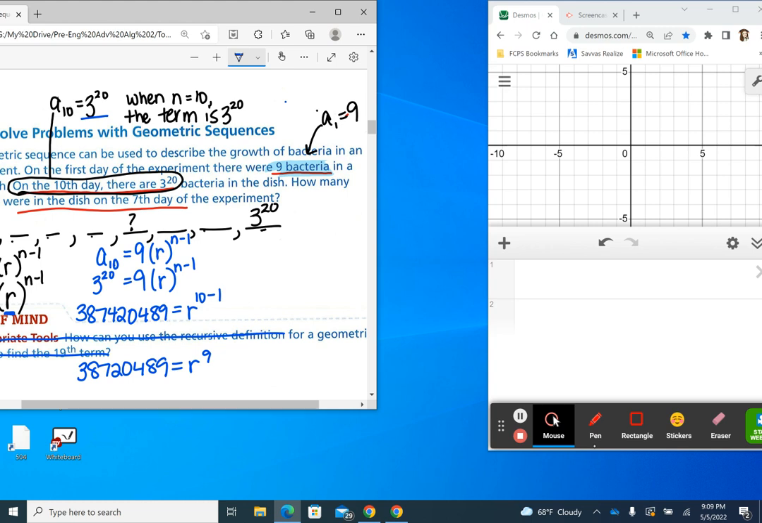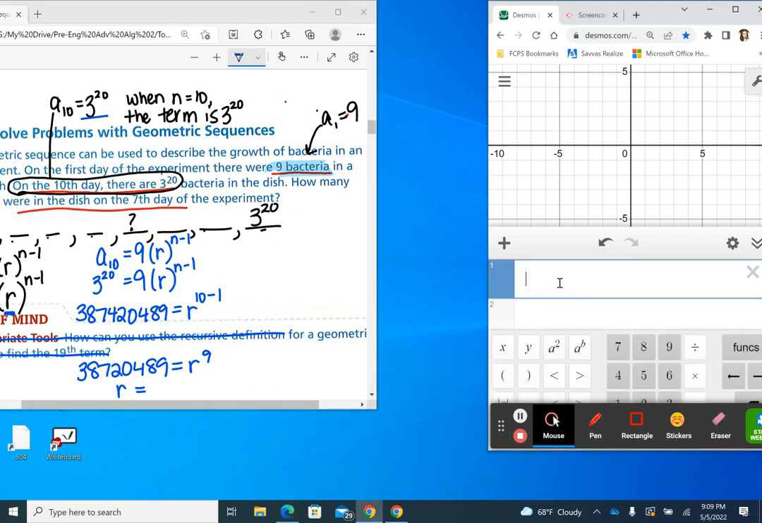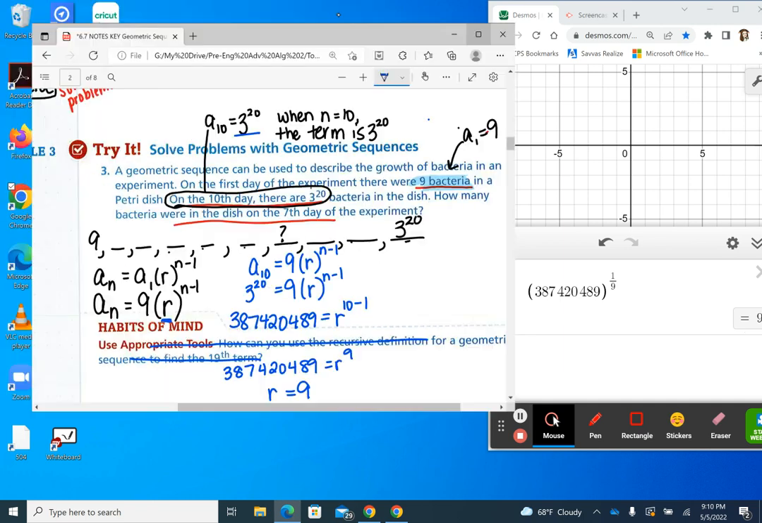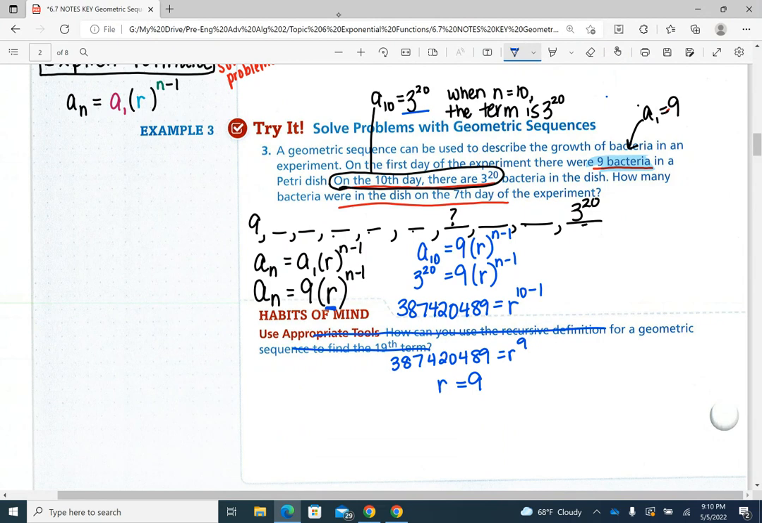So then if I wanted to get r, I'll take the 9th root of both sides, or raise to the 1/9 power. So 387,420,489 to the 1/9. It's missing a 4 there. So when I raise it to the 1/9, I get r equals 9. Now that's not answering my question, but it does give me a number to substitute into my r value.